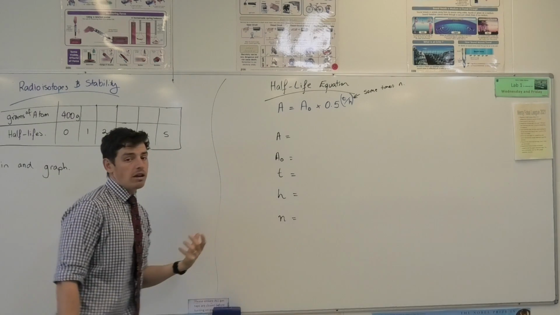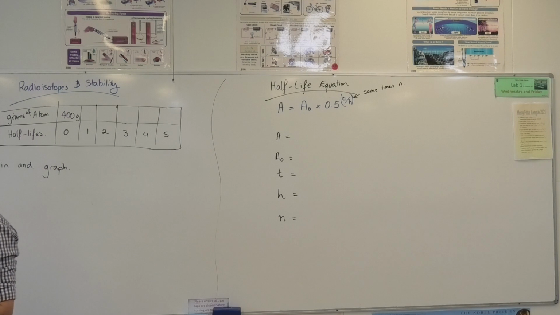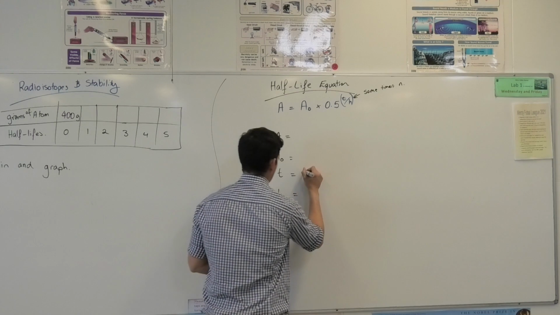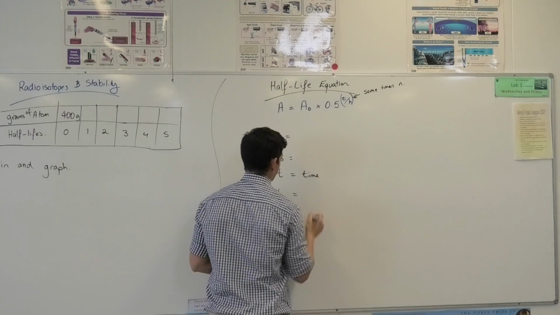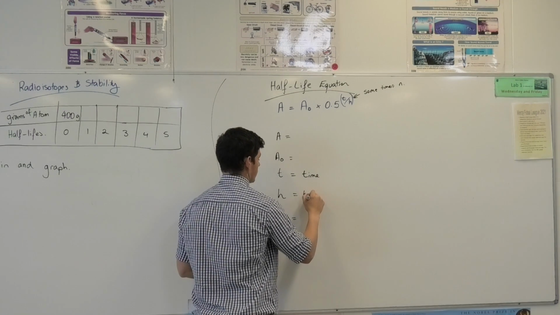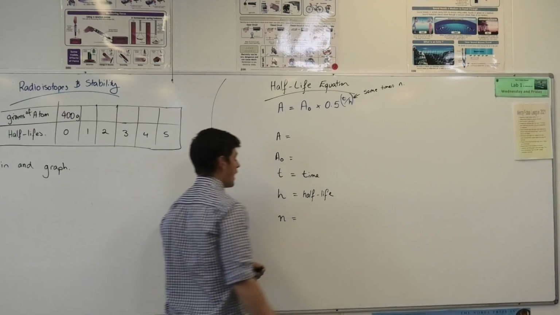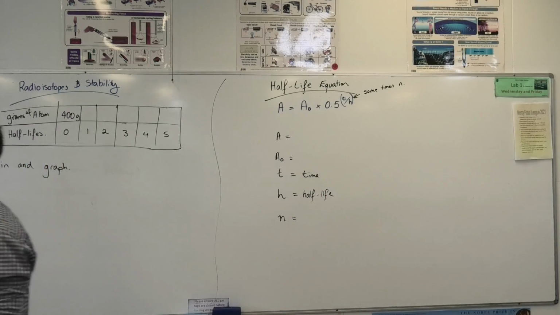And it should be relatively obvious for this one. What do we think that T stands for? Time. Very good. H? Hours. Half-life. Half-life. I said that T over H can sometimes be represented as N instead.